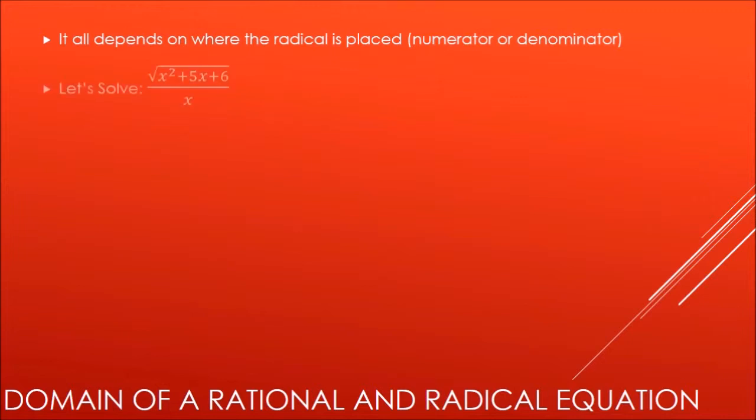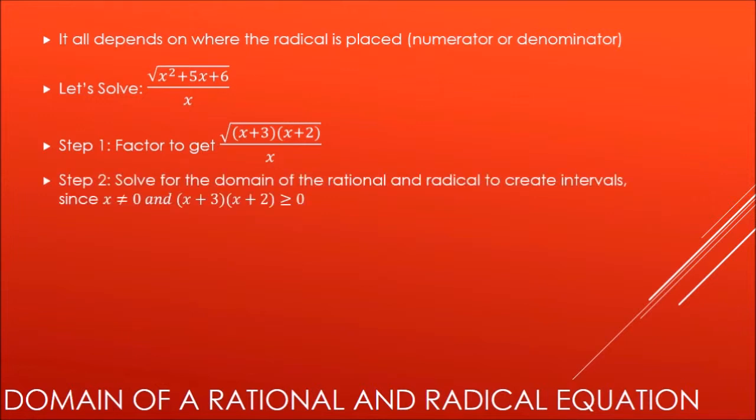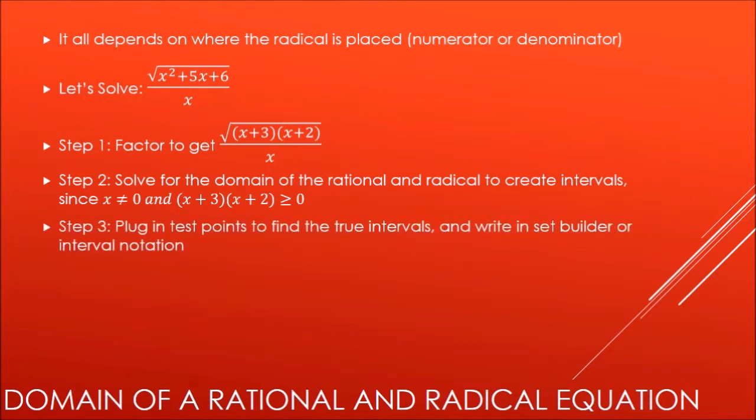So let's look at our problem. The square root of x squared plus 5x plus 6 over x. So we're going to factor the top, just like we normally would. And now here's the thing. We have two domains because we have x cannot equal 0 in the denominator, and then we have the domain of the radical function. So now what we're going to do is we're going to create test points and intervals just like we were doing before.